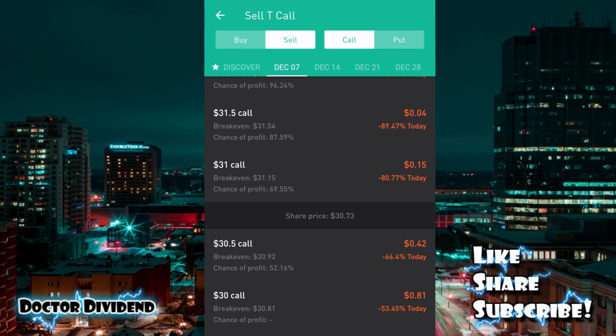So if you sell a call, you're essentially entering into a contract where you have to sell off the stock at a particular price point by a particular day. So by the day, if we take a look up on top, you see December 7th, December 14th, 21st, so on and so forth. Those are the expiration dates. That is how long the contract is valid. So by December 7th, the contract will either be exercised or it will expire worthless.